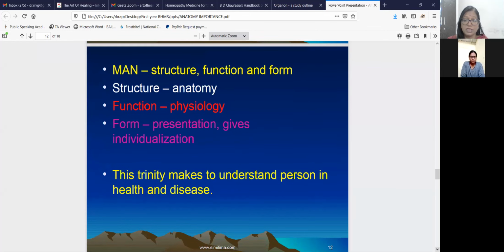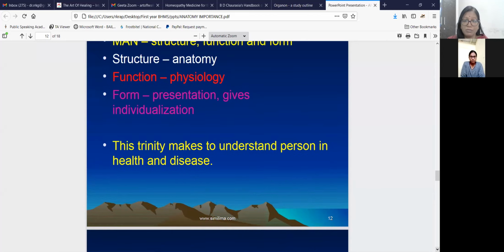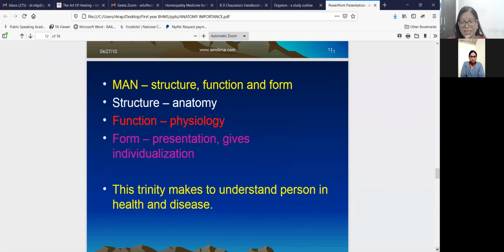So here, structure and form are studied in anatomy. Function is studied where? In physiology, the functioning of all the organs. And how is form related to homeopathy? In homeopathy we consider man as a human being, as an individual. Individuality is very important in homeopathy. So when we say individual or a human being, that means structure, function, and form. That is the personality.